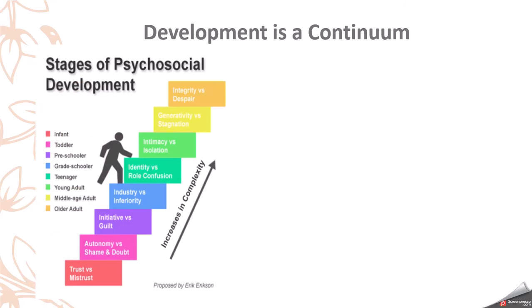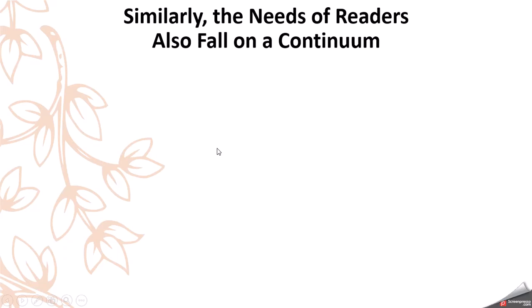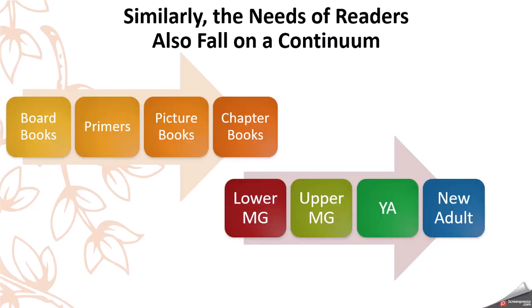Again, this is something that I said in the last lecture, just to remind you, development is a continuum. So we're going to here be talking about this in initiative versus guilt stage, this preschooler sort of age, and a little bit into the grade schooler industry versus inferiority. But some children might be a little bit behind. Some children might be a little bit ahead. These are guidelines, they're not hard and fast rules. The needs of the readers fall in a continuum as well.